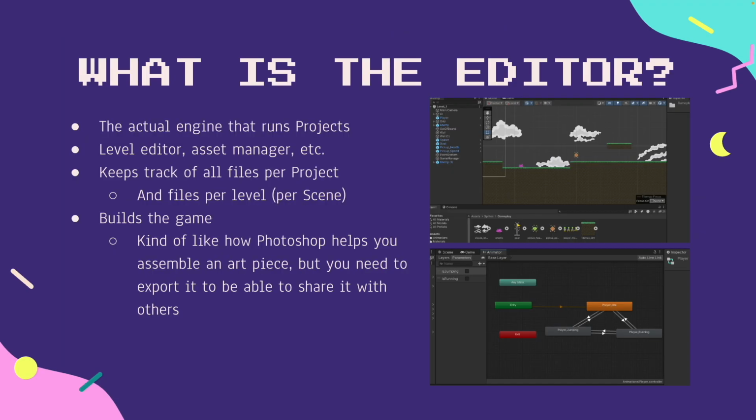The editor is actually the engine. So when people say, I'm going to use Unity, I'm using Unity to make a game, this is what they're talking about. So this is the engine. It has a bunch of stuff, like the level editor. You have an asset manager, where all your files are stored in one place, so everything that's in one game will be in your project. And again, as I mentioned before, it builds the game. If you make a bunch of edits to your game and then you export it to share it with your friends, that's what the editor does. So this is the big boy.